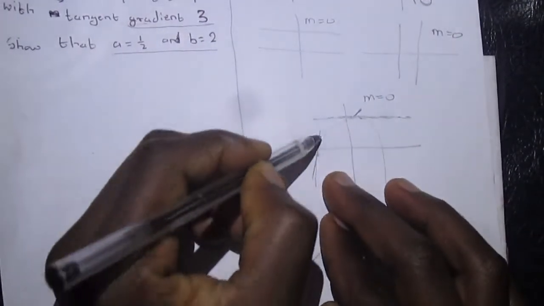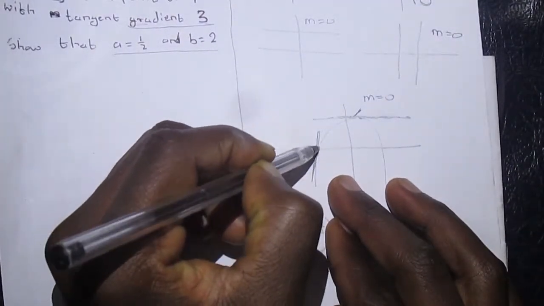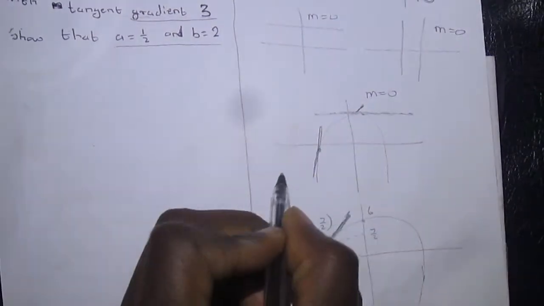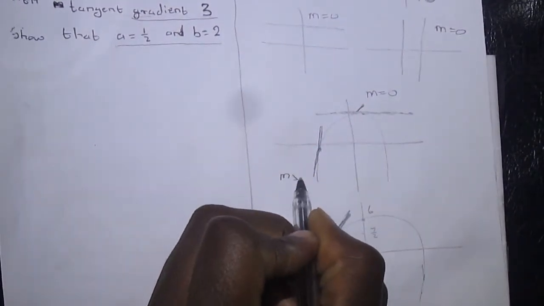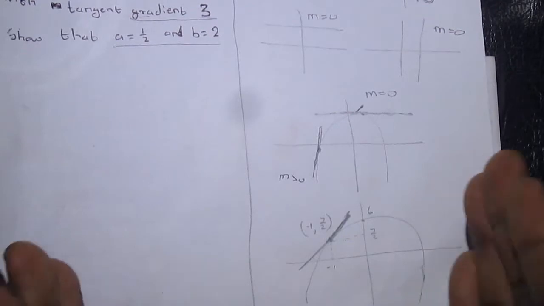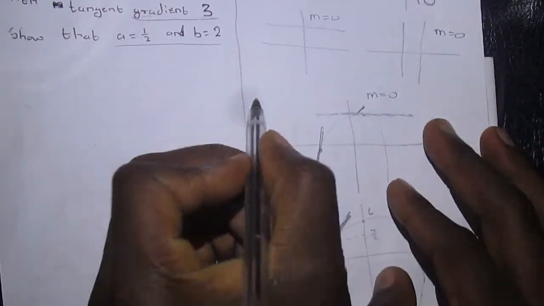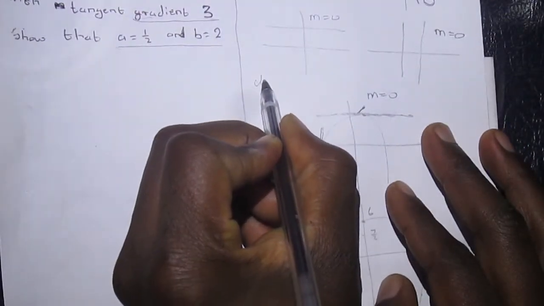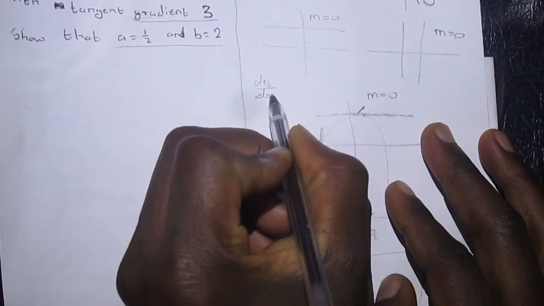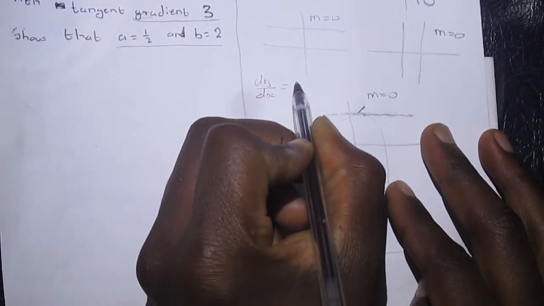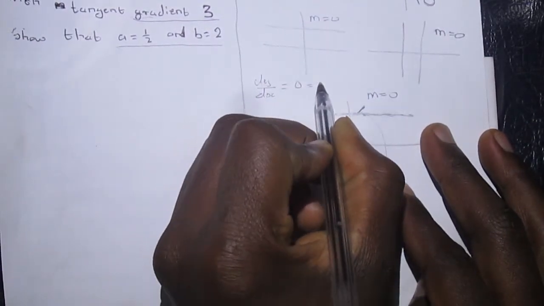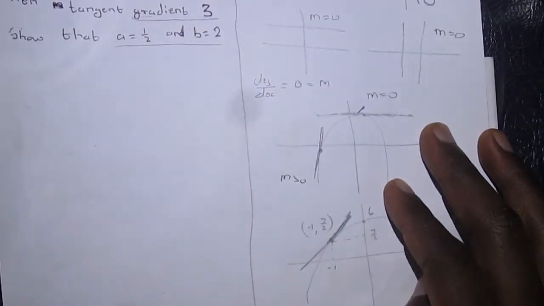Now this one, it's increasing. That means the gradient is greater than 0. Now, what does that tell you? It tells you that the gradient and the derivative are the same. That means dy over dx at a certain point is also equal to the gradient. Okay, that's what I'm saying.